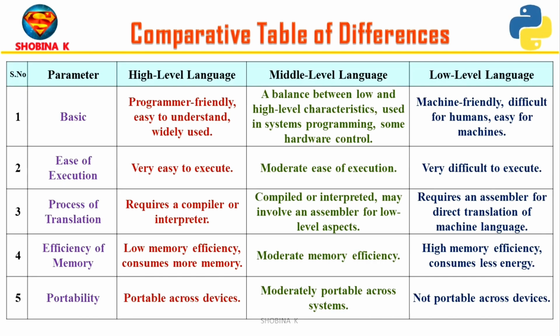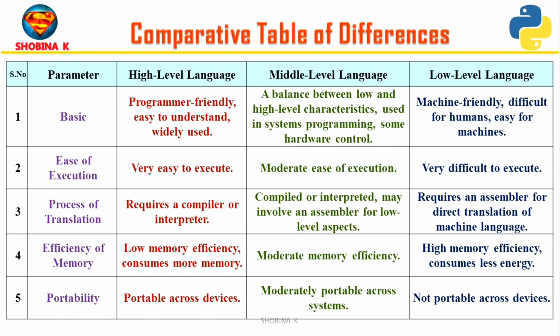Talking about the high-level language, it is programmer-friendly, easy to understand, so it is widely used. So it offers a heightened level of abstraction, employing a syntax that is more easily understood by humans and distanced from intricate machine-specific details. And next, the assembly language. It serves as a balance between low-level and high-level characteristics commonly utilized in system programming with the capability for controlling specific hardware features. The low-level language is also called machine language, which is designed for machines and tough for humans but straightforward for computer execution.